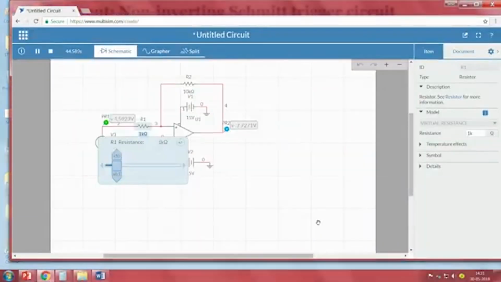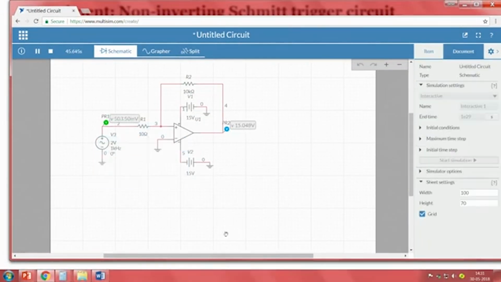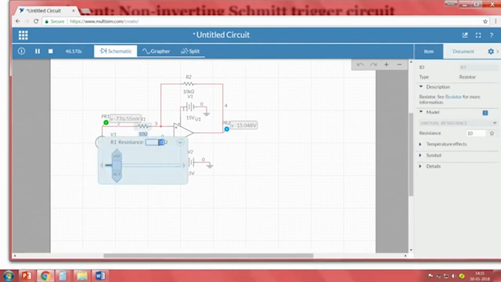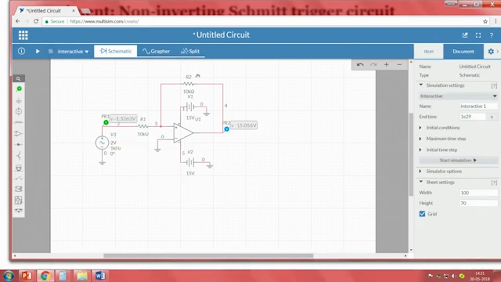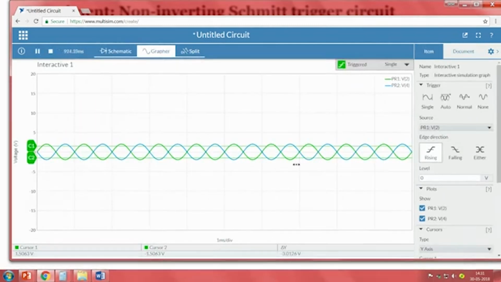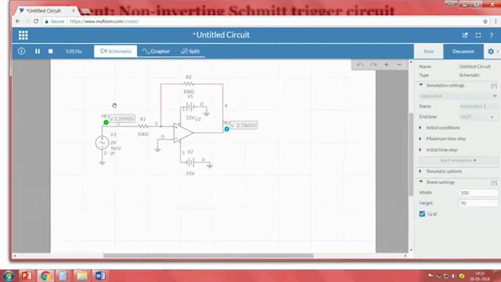So, when I go here, I will change it to 10K, 10K. Now, both resistors are 10K. As a result, the beta value is 1. Now, when I go back to our grapher, one more important thing: the input value. The threshold values are not below 2 volts. The peak value of the input is 2 volts, but the thresholds are even higher than 2 volts. So, we cannot see that operation.